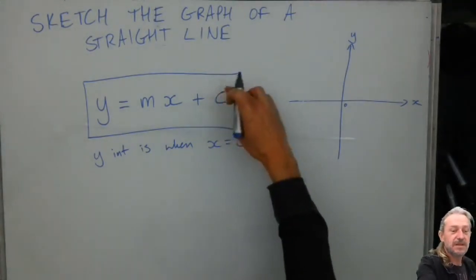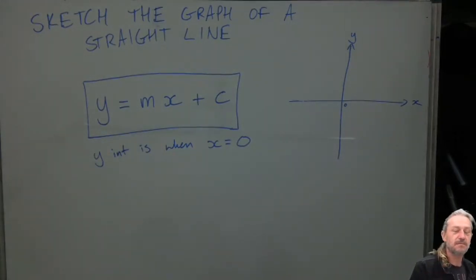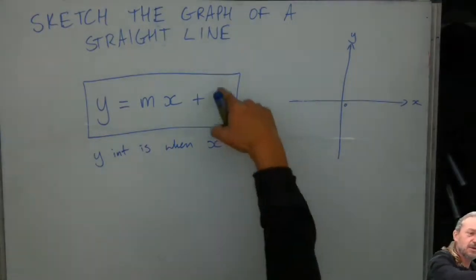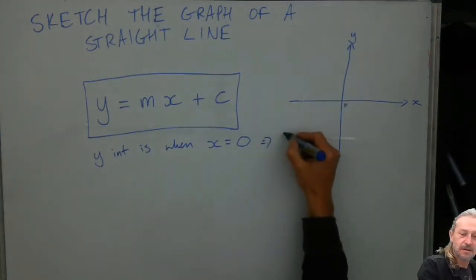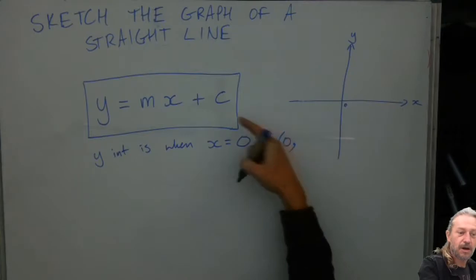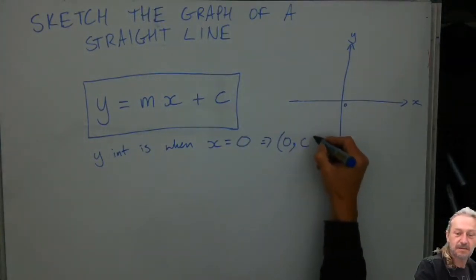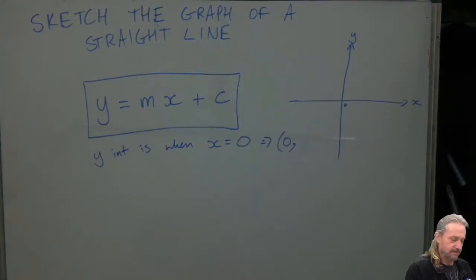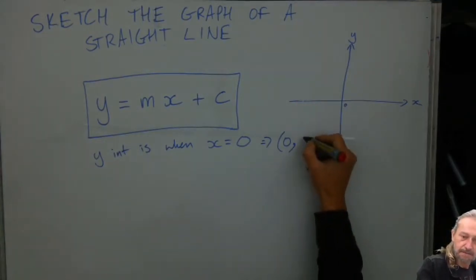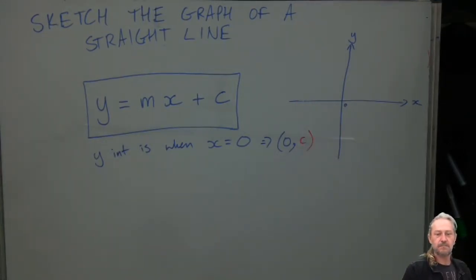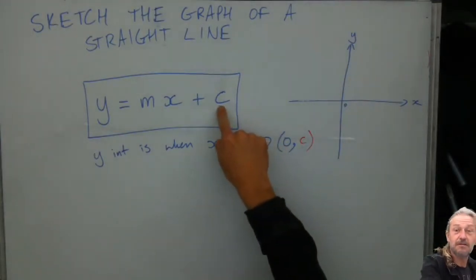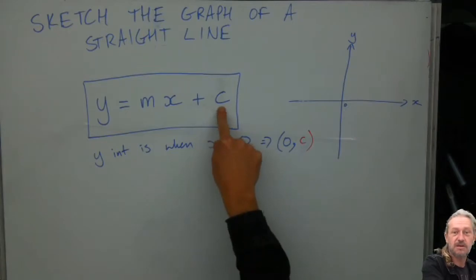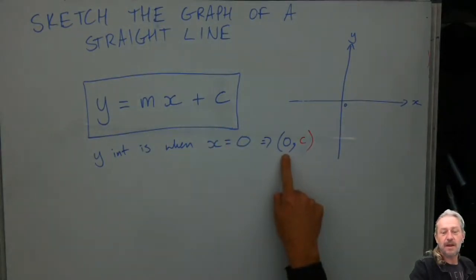So essentially, once you've got it in this form, our first point is going to be 0, comma, whatever this c is. Let's write it in red. So on the y-axis, it's going to be this value, whether it be positive or negative, and that corresponds to when x equals 0.